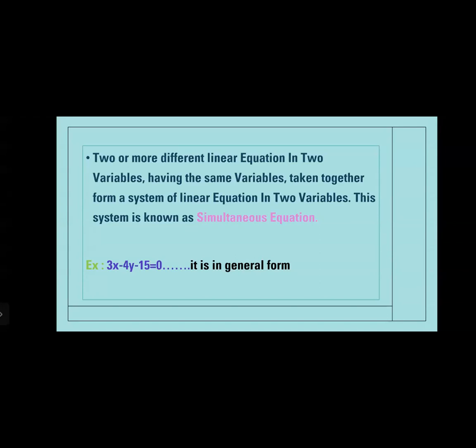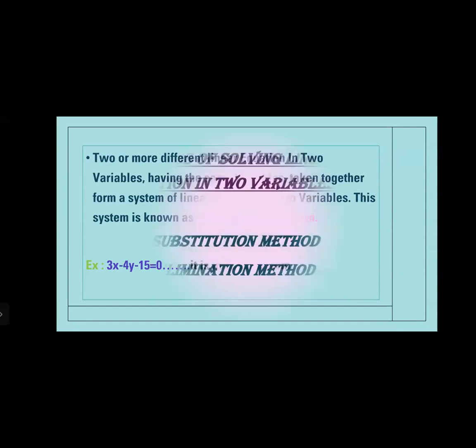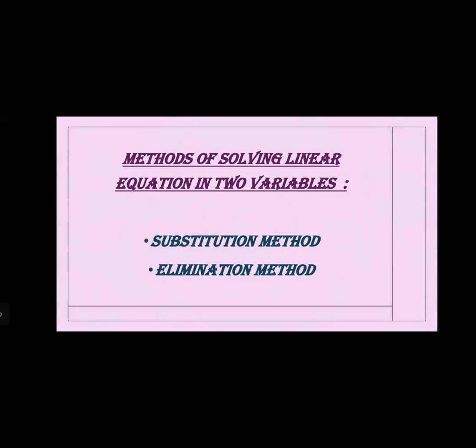A simple example I have taken, and it is in the general form. I explained about the general form, and to get a unique common solution, any linear equation should first be in the general form. That means if it is not in the general form, then you need to convert it first and then proceed further. So today we are going to study the different methods. Now in 9th standard, you will be studying only two methods, that is substitution method and elimination method.